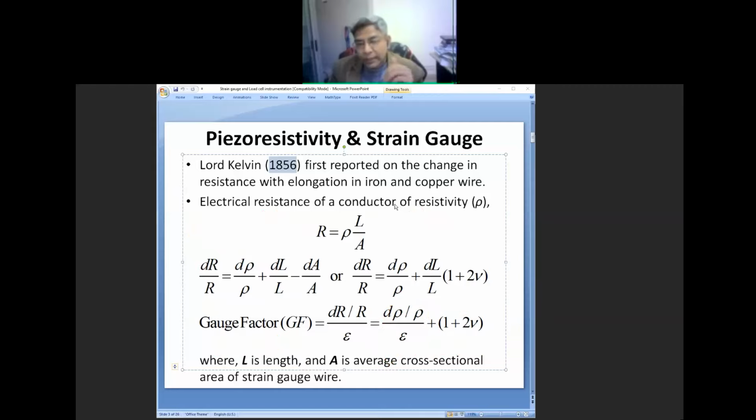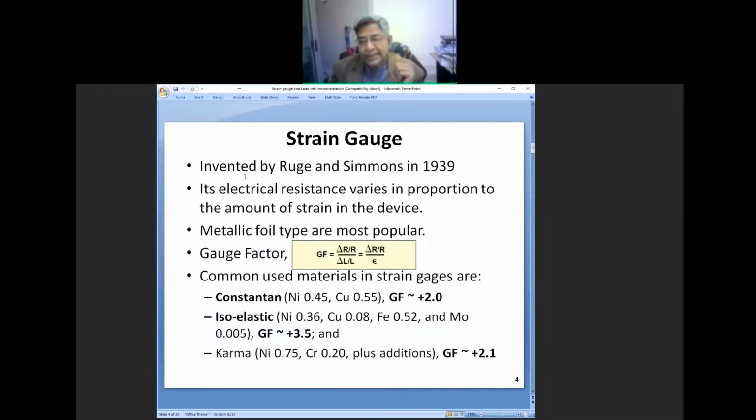Now move to our next topic. I hope it is clear to most of you. Then next is about the strain gauge. As you can see, the strain gauge has not completed even 100 years. It was invented in 1939. What happens in a strain gauge? Its electrical resistance varies in proportion to the amount of strain. As the name suggests, electrical resistance is changing because it's a piezoresistive device. Metallic foil strain gauges are the most popular type. Then we have gauge factor. I already explained, gauge factor is fractional change in resistance per unit strain. That is the definition of gauge factor.